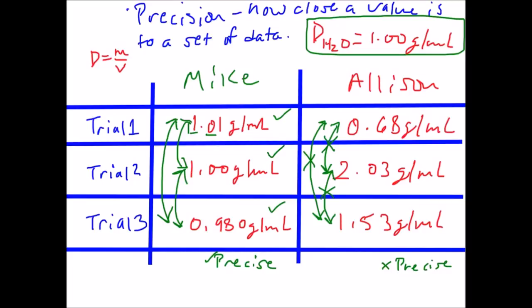Now if you look at Allison's results, none of her information is accurate because all of her values are extremely far away from 1 gram per milliliter.